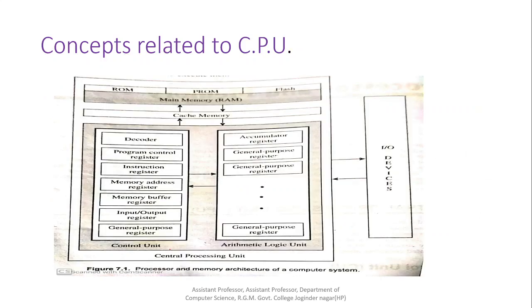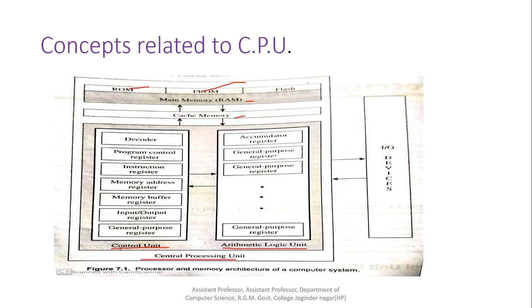So this is basically the architecture of the central processing unit. We can see in this we have a control unit and we have an arithmetic logic unit. We also have the memory parts like cache memory, main memory, and ROM, that is PROM, and flash memory is also in the CPU. In this video lecture I will discuss only the control unit and arithmetic logic unit, and for the memory unit please refer to my next video lecture that is based on memory.